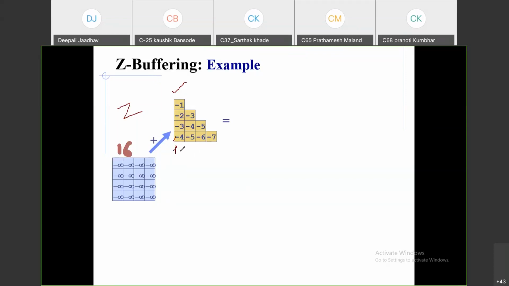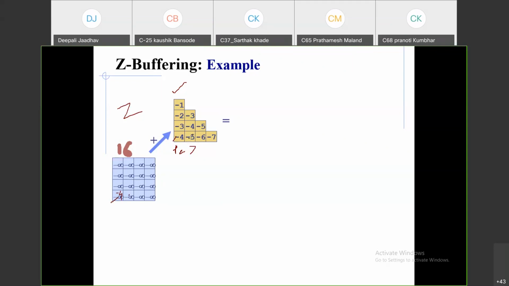And what is the value already in the Z buffer? Minus infinity. So which is greater? Pz is greater than the Z buffer value. So if Pz is greater than the Z buffer value, then in the Z buffer we have to store the minus 4. So here the minus 4 is stored at this position in the Z buffer.